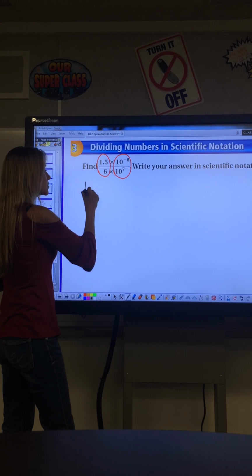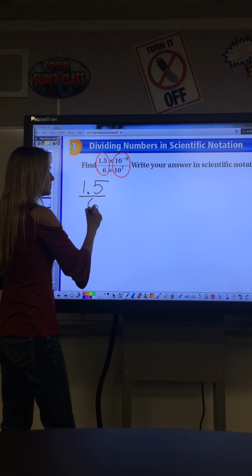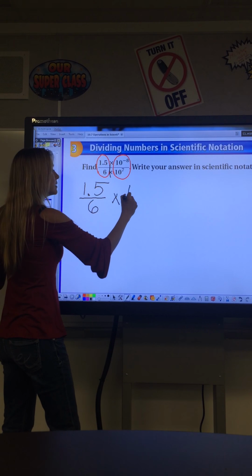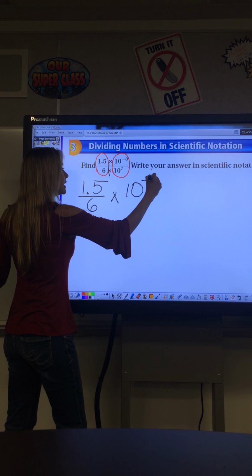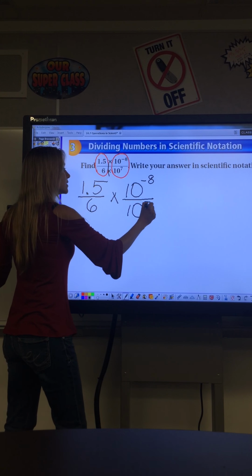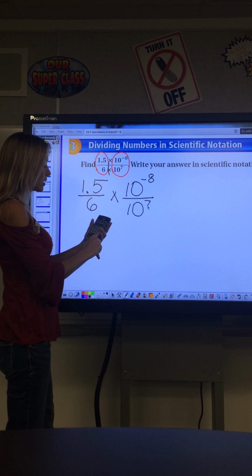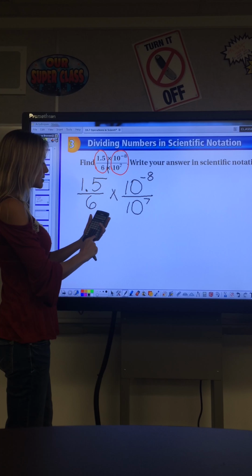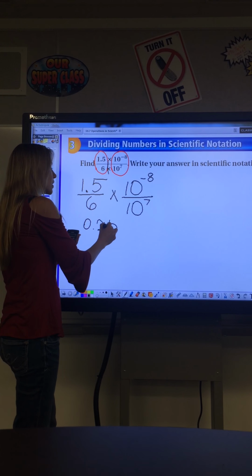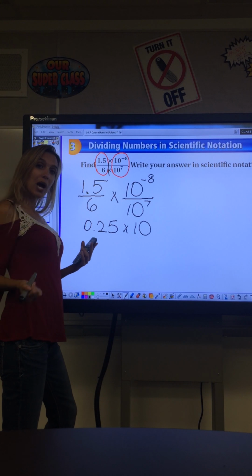Separate, right? So 1.5 divided by 6 times, right? They both have a power of 10. One is 10 to the negative 8th. The other one is 10 to the 7th. In your calculator, you will do 1.5 divided by 6, which is 0.25 times 10 to the which power?